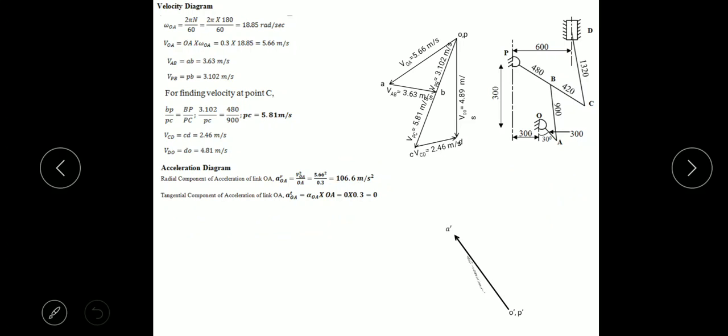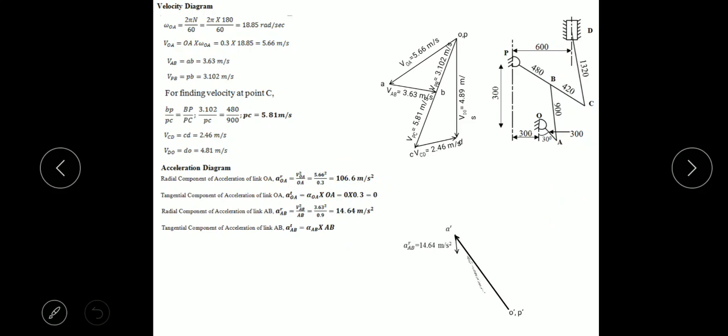And from this I am going to find the next value, the radial value of AB. That can be found as the radial component of link AB, ARAB, equal to VAB square divided by AB, that's equal to 3.63 square divided by 0.9, which will give 14.64 meter per second square. And the tangential acceleration is unknown to us because alpha AB is unknown, and we cannot take it as 0 since we cannot predict whether the motion of a coupler is uniform or not.